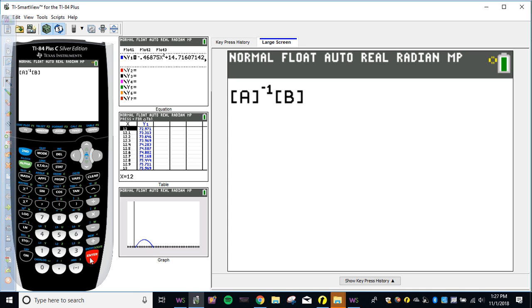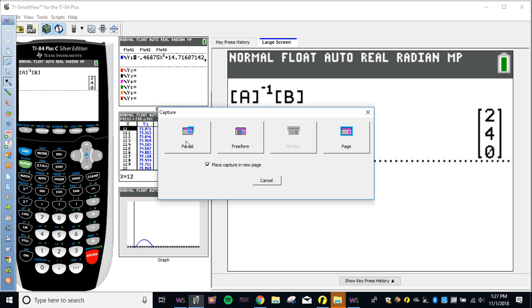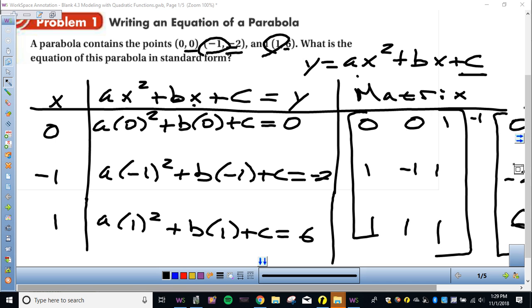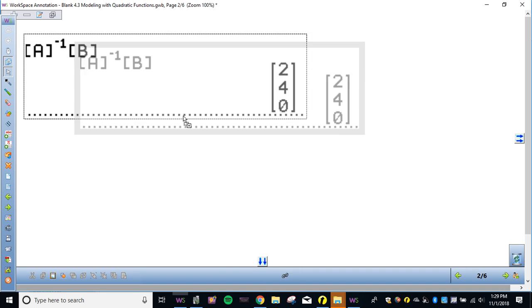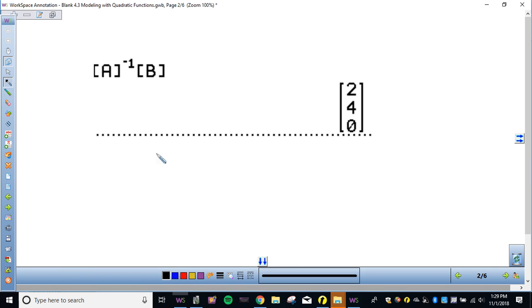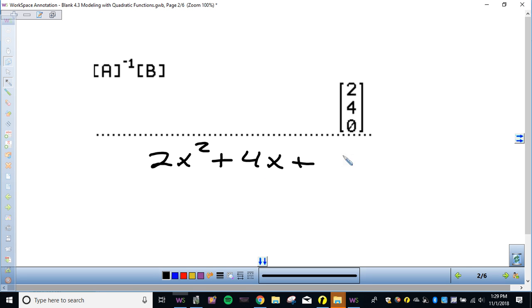So if we take this, copy it to a new page, that notation just means 2x squared plus 4x plus 0. So you'll have one like that on your quiz and test. You'll have a quiz sometime next week. I haven't decided yet. We good on that?